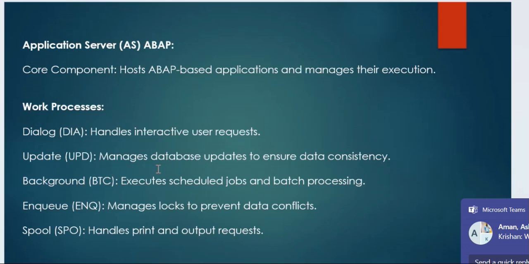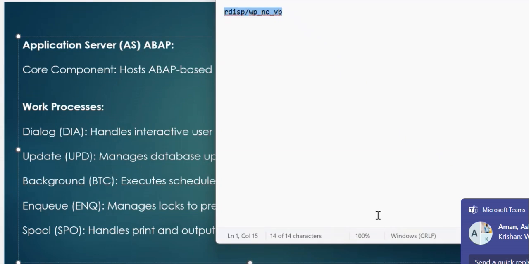For the background work process, we also have a parameter, and by using that parameter we control the number of work processes. That parameter is rdisp/wp_no_ followed by the type; for the background work process, we use btc. This is the parameter by which we control the number of processes.